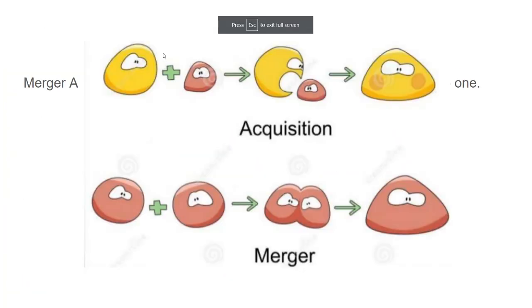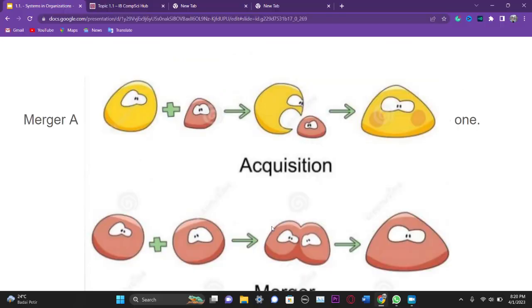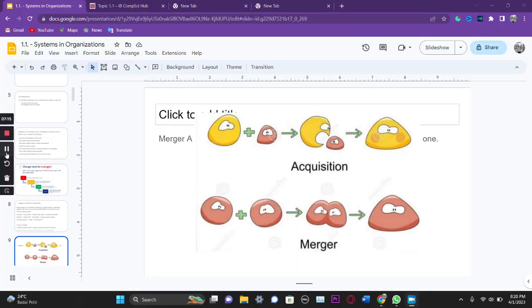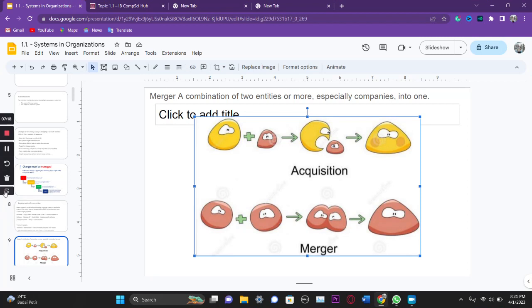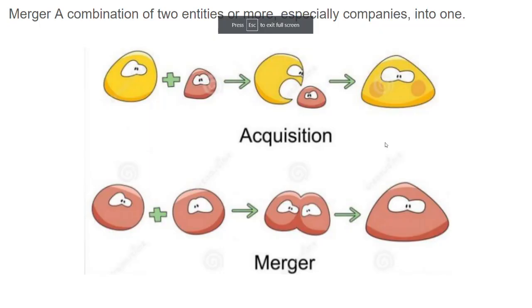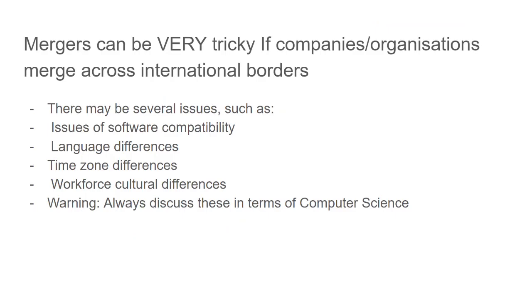Now, this is the difference between merger and acquisition. A merger is when two companies of relatively the same size merge together to create one big one. Acquisition is when a bigger company buys and eats up a smaller company, and now they become one company. Merger is a combination of two entities, mostly the same size, into one. Acquisition is when a larger company eats up a smaller company.